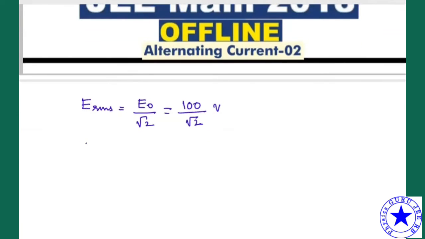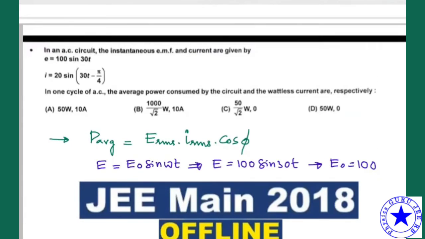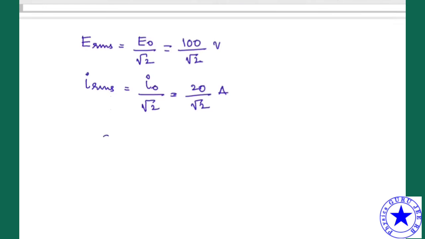Next, what I require is IRMS. IRMS is equal to I naught by root 2. Now what is I naught here? Comparing the equation I is equal to I naught sine of omega t minus pi by 4, I naught is equal to 20. Substituting, IRMS is 20 divided by root 2 amps. The phase angle is pi by 4.